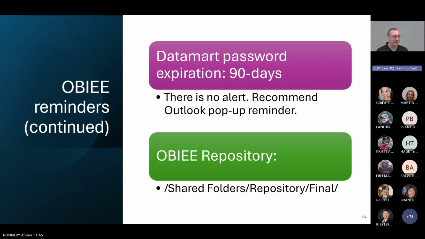So that's happening. I'm just waiting for that to come across my plate, and once they're done, we'll move forward with that. But now, some more reminders. Datamart passwords. Just like with every other password, there is no alert, which is annoying. But a really good reminder, because I get a ton of emails about passwords: set a pop-up reminder. Make sure to change that password before the 90 days ends, because as soon as that ends, you've got to get a reset.